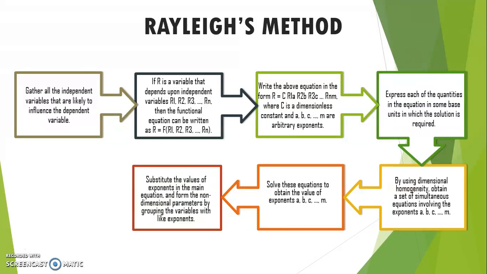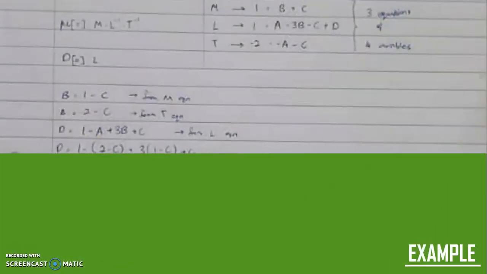After that, express each of the quantities in the equation in the base units in which the solution is required. By using dimensional homogeneity, obtain a set of simultaneous equations involving the exponents a, b, c, m. Solve these equations to obtain the values of the exponents a, b, c, m. Substitute the values of the exponents in the main equation and form the non-dimensional parameters by grouping the variables with like exponents. Okay, so this example. I hope you can see it.